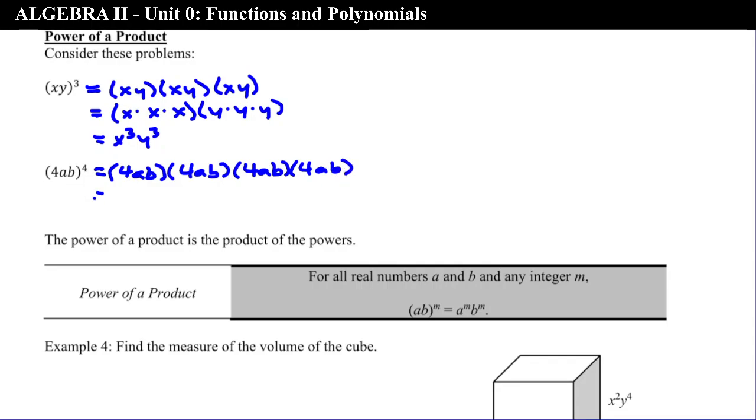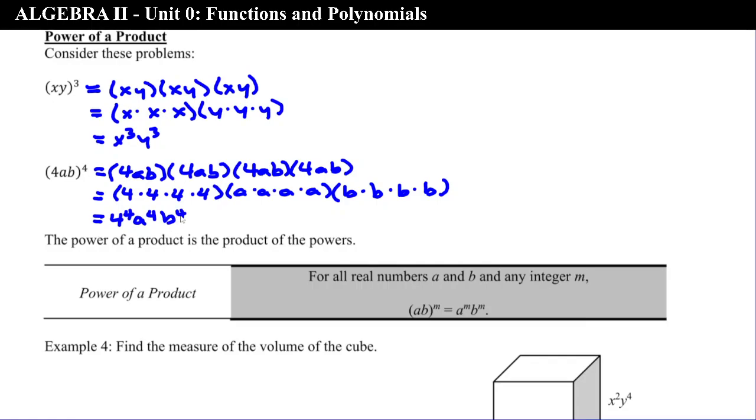Well, let's do the same thing. Let's group our 4's together. So we have 4 times 4 times 4 times 4. Let's group our a's together. So we have a times a times a times a. And then we've got our b's that can be grouped together. B times b times b times b. Well, each of those groups can be rewritten as a power of 4. So we have 4 to the 4th, we have a to the 4th, and we have b to the 4th.